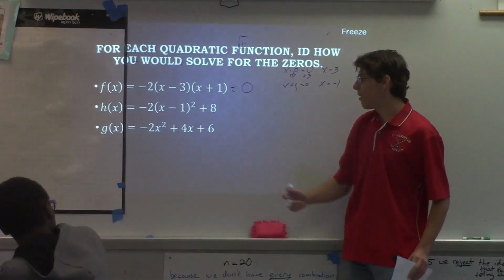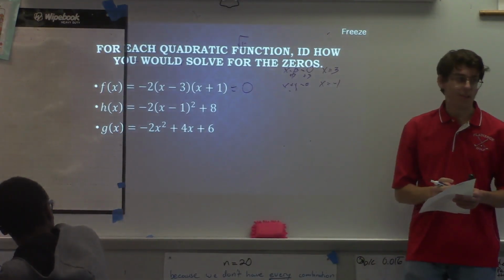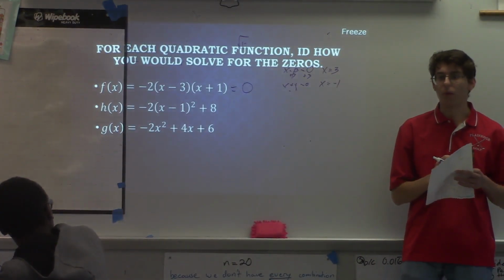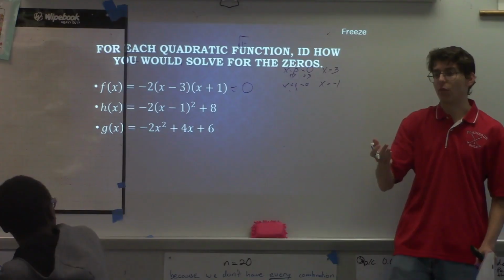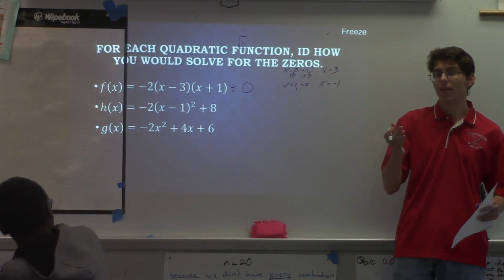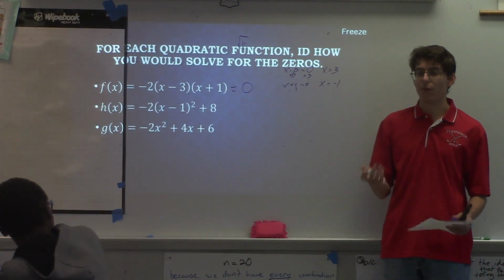So what about for h? What do we think to do for h of x? Vertex. So what do we know about the vertex? Well, what form are we in? We're in vertex form, right? But what is the solution method once we have vertex form?